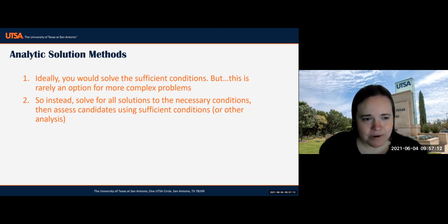Option number 2, which sounds almost at first like it wouldn't work, is actually another even more common method. Instead of solving for those sufficient conditions, let's solve just for the necessary conditions. Then you find all the solutions for the necessary conditions and you analyze them with whatever abilities you have. Sometimes it's easier to evaluate the sufficient conditions than to solve for them. Or you could use other analysis. You could even just look at your output. So you solve for all the candidate solutions to the necessary conditions, and then you assess all of those candidates. That's a really widespread method for analysis.